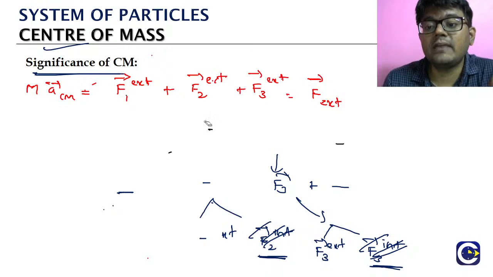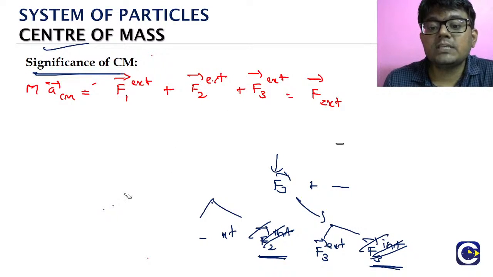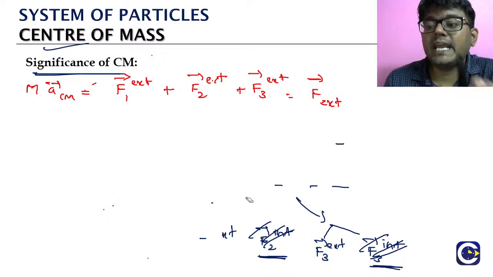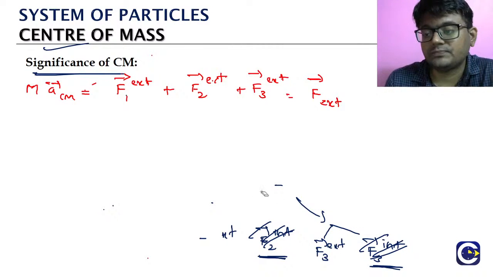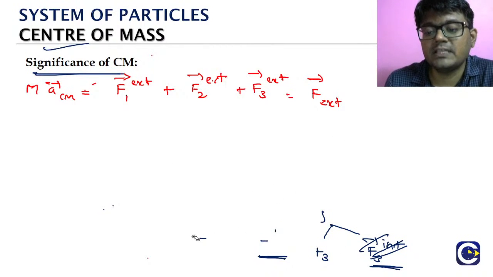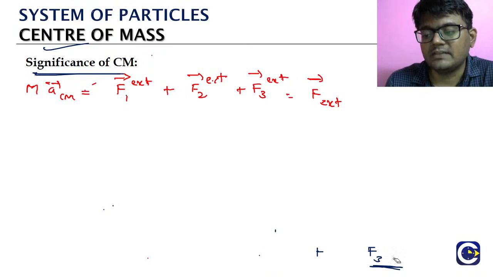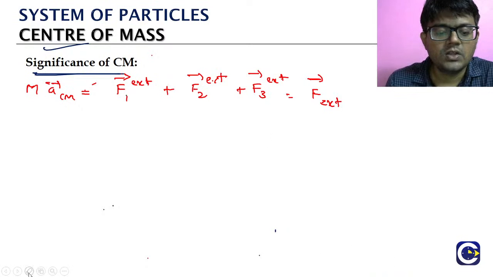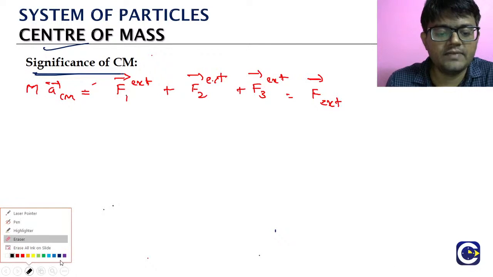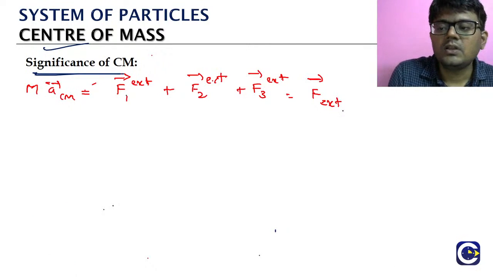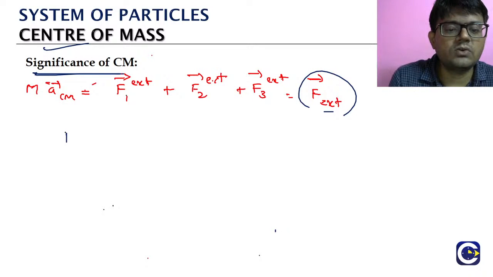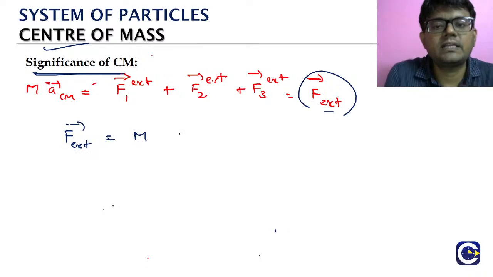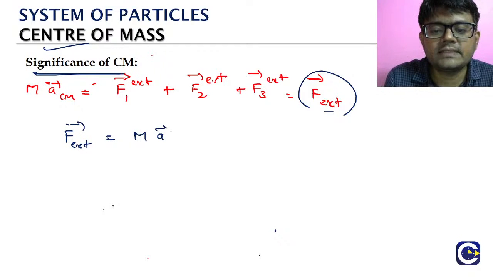It is going to behave like one single particle which is moved due to the straight influence of the external force. Look at how this expression comes, it is like F equals ma. So the total external force, what is the relation we are having? Total external force is equal to the mass of that entire system into the acceleration of the center of mass.